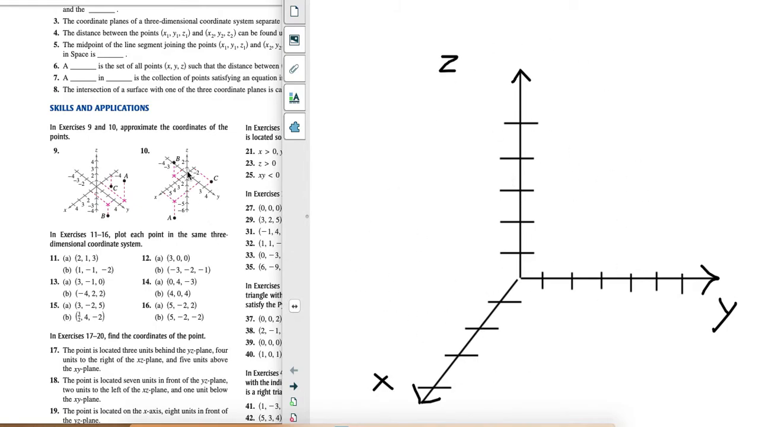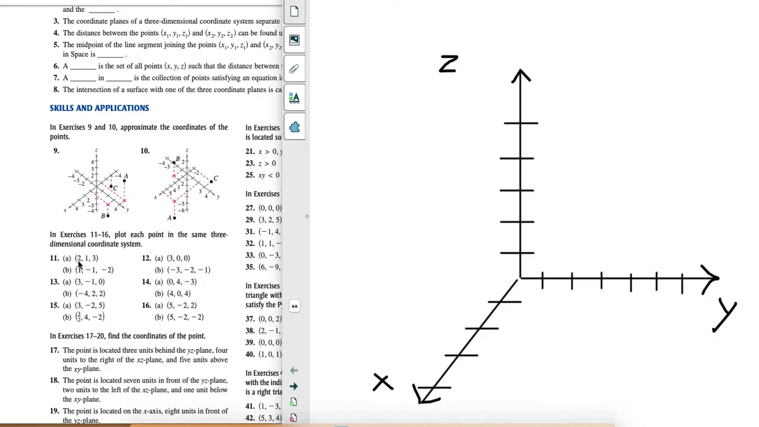The book does it slightly different. They have the X and Y both kind of coming out of the paper at an angle, and then the Z still going up. Okay, it's personal preference. I just see this a little better because this is how I was taught in my engineering courses when we were plotting 3-dimensional points and vectors and different things like that. So here you go. We'll do number 11.